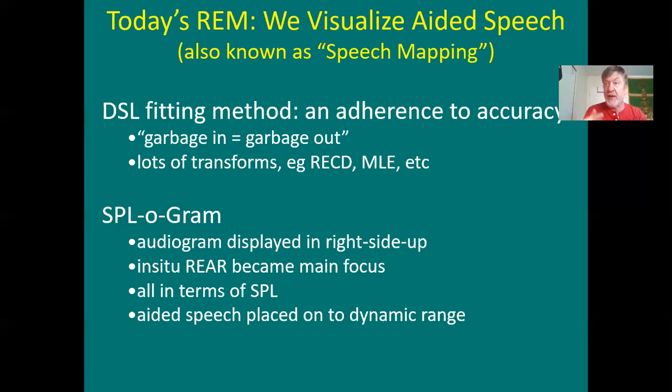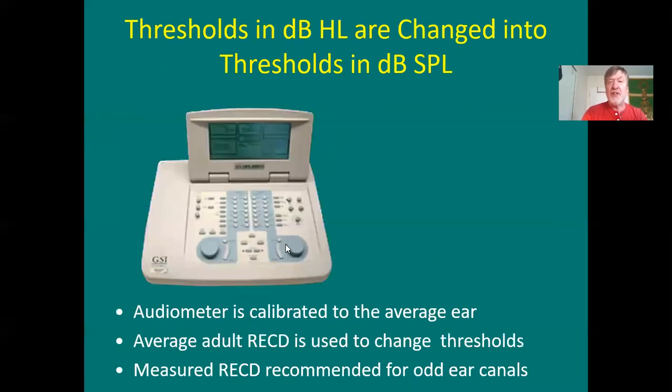Okay, so basically they're not looking at REUR and REAR and the difference being REIG. They're saying forget that, forget REUR and forget REIG. Just look at REAR. Only that one. That becomes the main focus. And plot everything in SPL. And then you can look at aided speech placed onto the dynamic range of the listener, much as we've shown so far. Basically, they change thresholds in dBHL to thresholds in dBSPL.